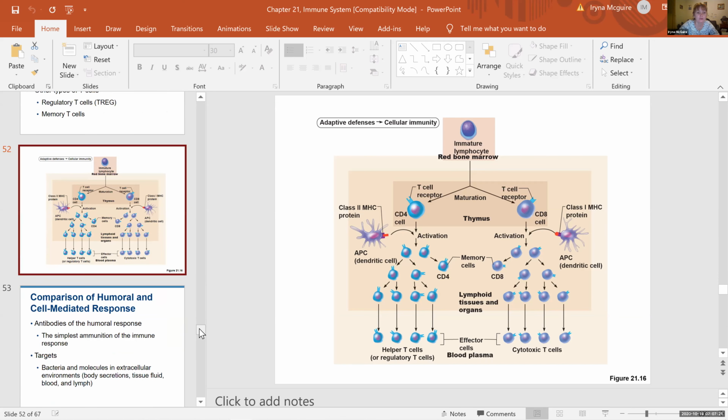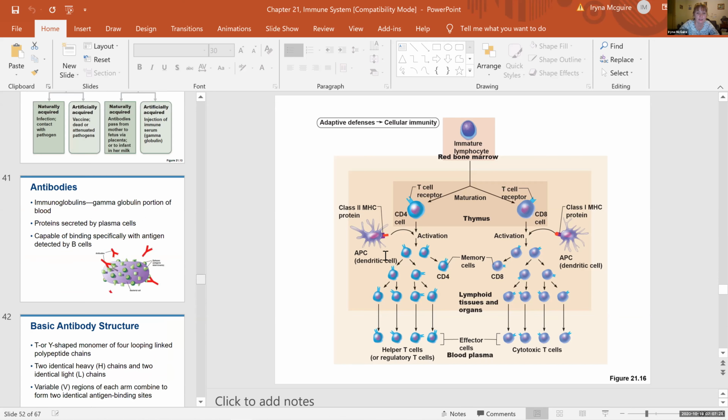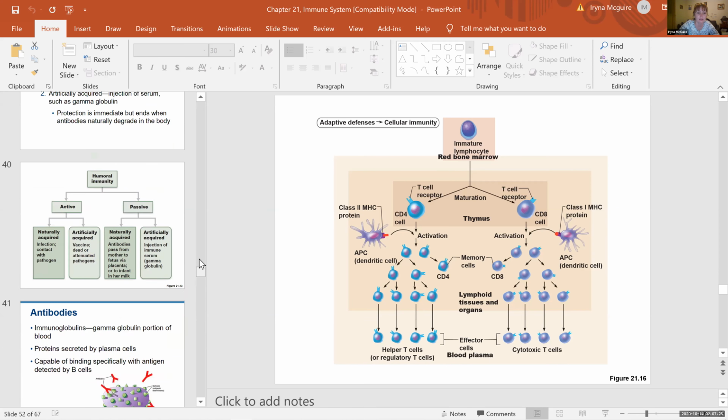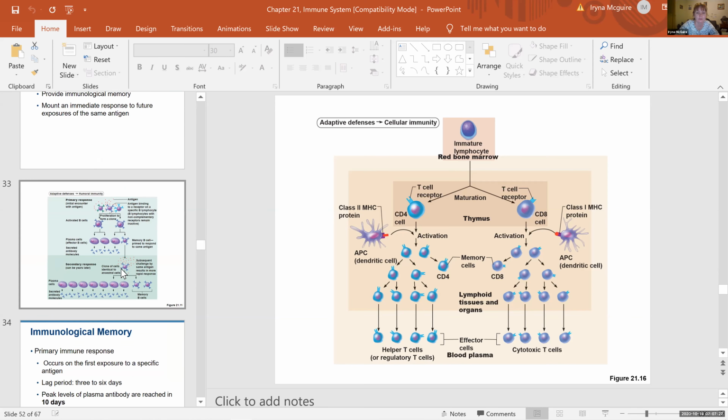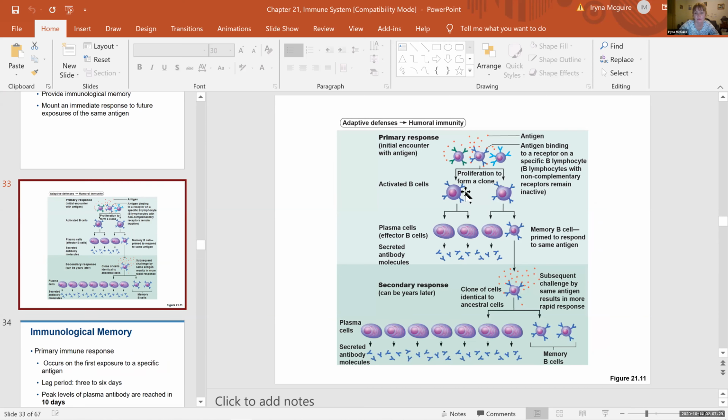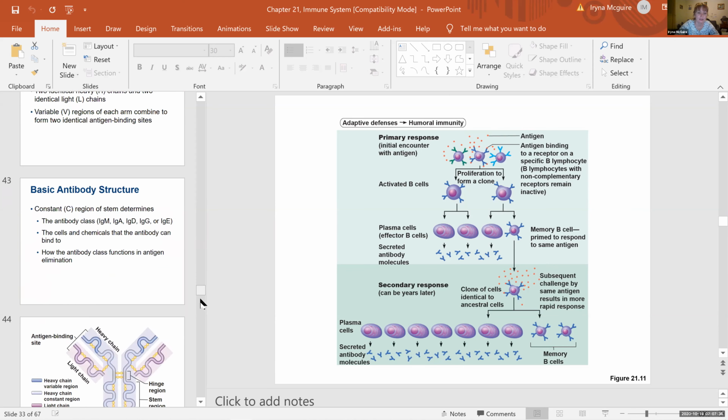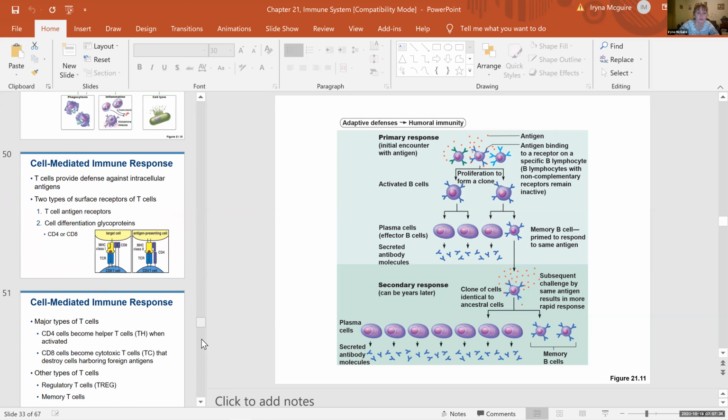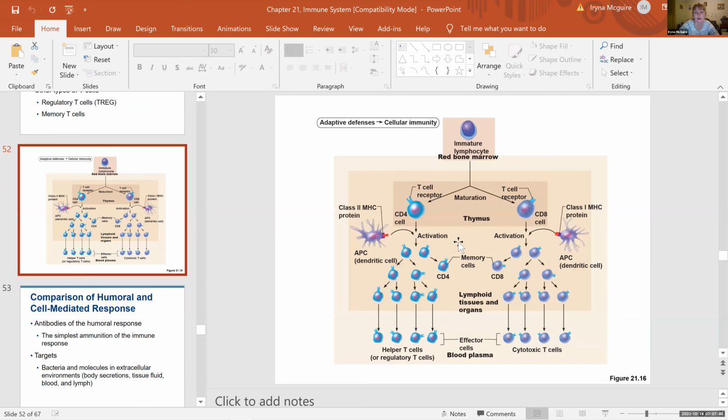But so far, make sure you compare this diagram with the one that we covered before, with B cells. So here's what happened inside the lymphoid tissue with B cells, and we start a humoral response. And this is what happened inside the lymphoid tissue with T cells, and that's the beginning of the cell-mediated response.